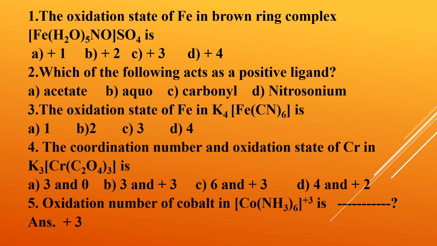What is your answer, students? Reading out the options for you. A, 3 and 0. B, 3 and plus 3. C, 6 and plus 3. D, 4 and plus 2. The coordination number of Cr is 6 and the oxidation state of Cr is plus 3. So option C is the correct answer, that is 6 and plus 3. Okay, students.